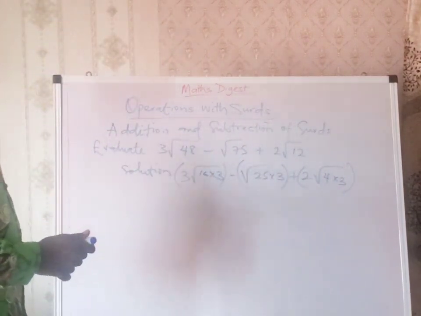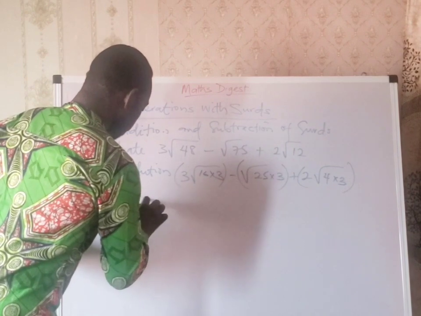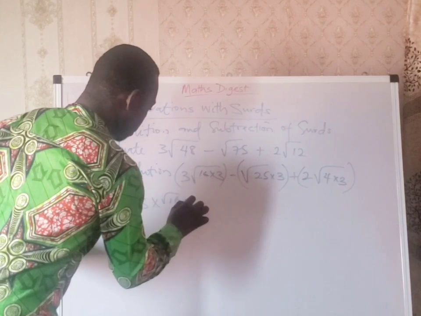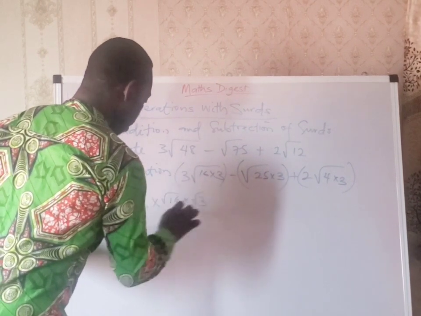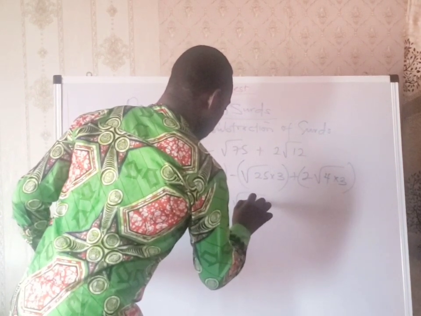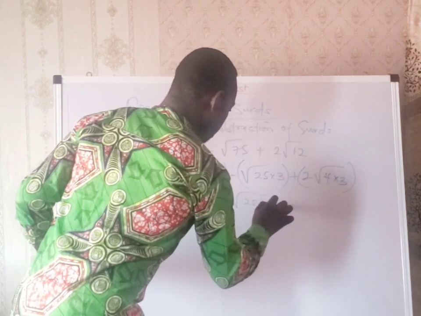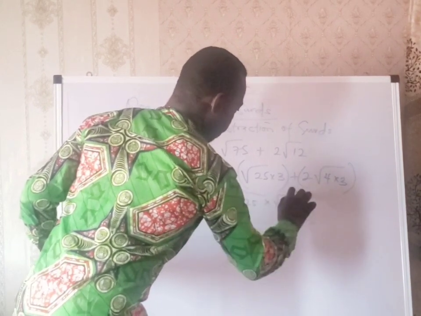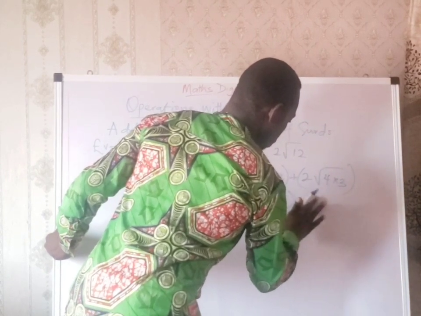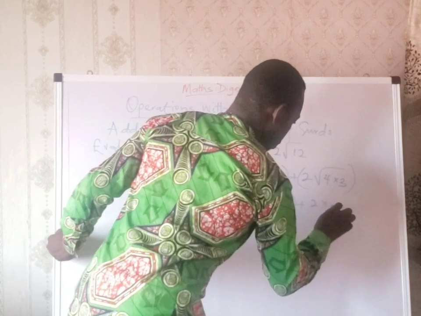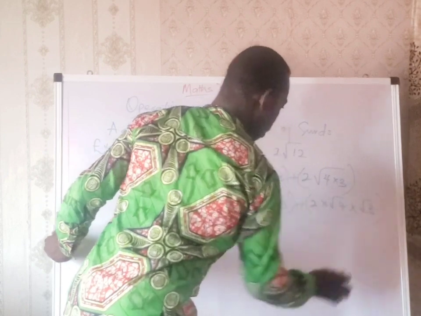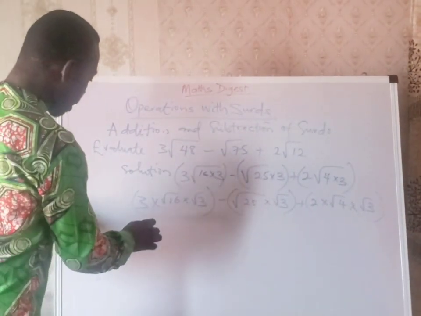Good. Now from here we say 3 times root 16 times root 3. Okay, minus root 25 times root 3. Okay, plus 2 times root 4 times root 3. Okay.